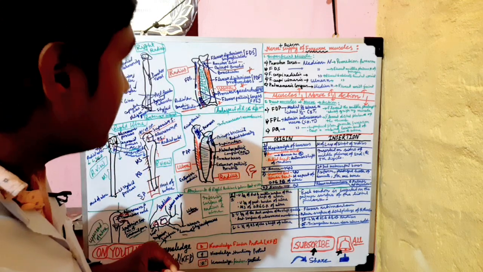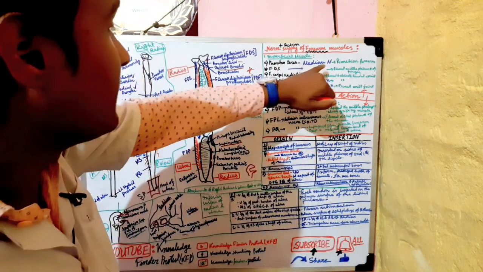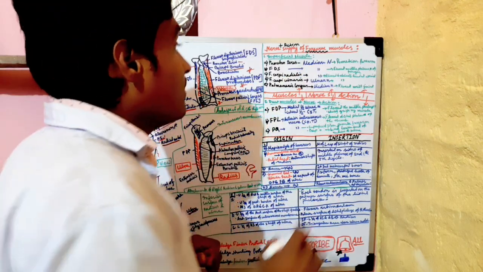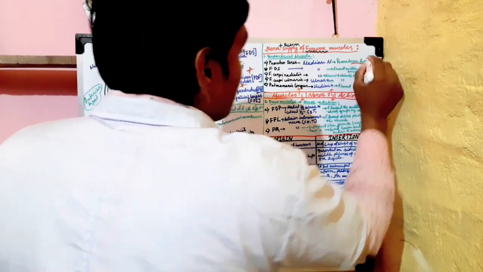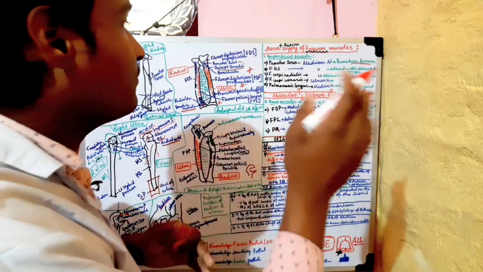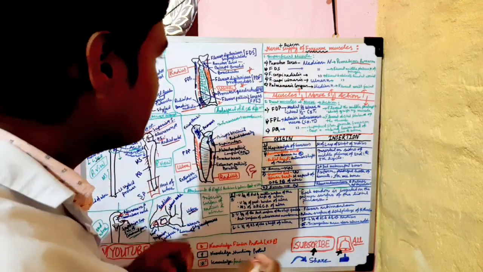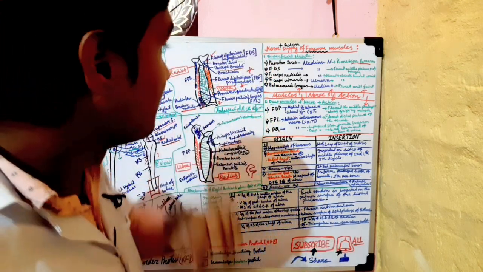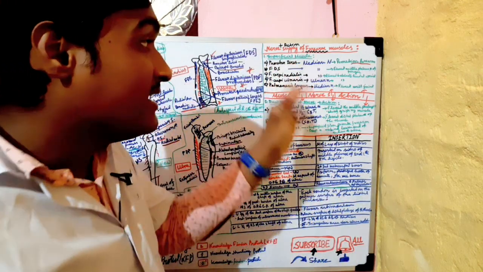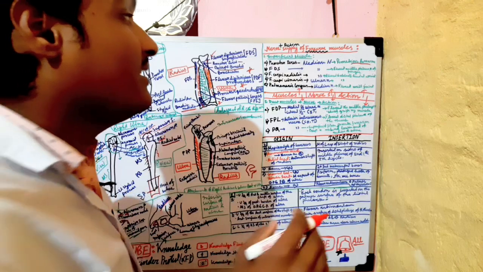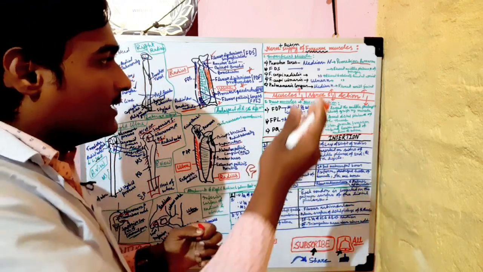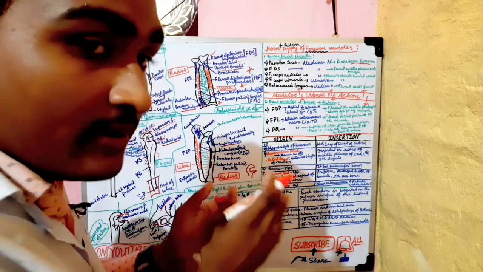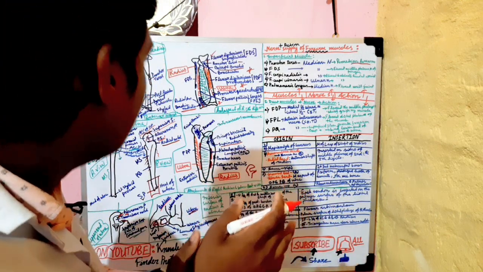What is the nerve supply of the pronator teres? It is supplied by the median nerve, and its action is pronation. FDS means flexor digitorum superficialis. Its nerve supply is the median nerve, and it flexes the middle phalanx of the fingers. The flexor carpi radialis is also supplied by the median nerve.